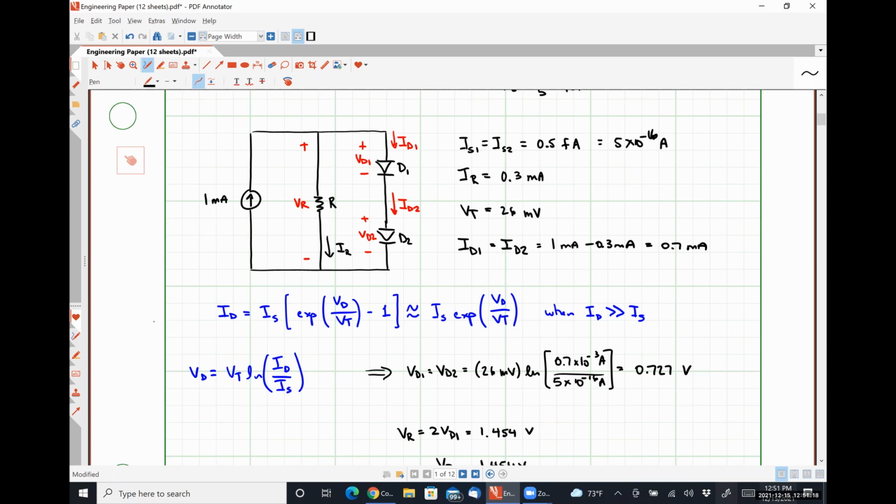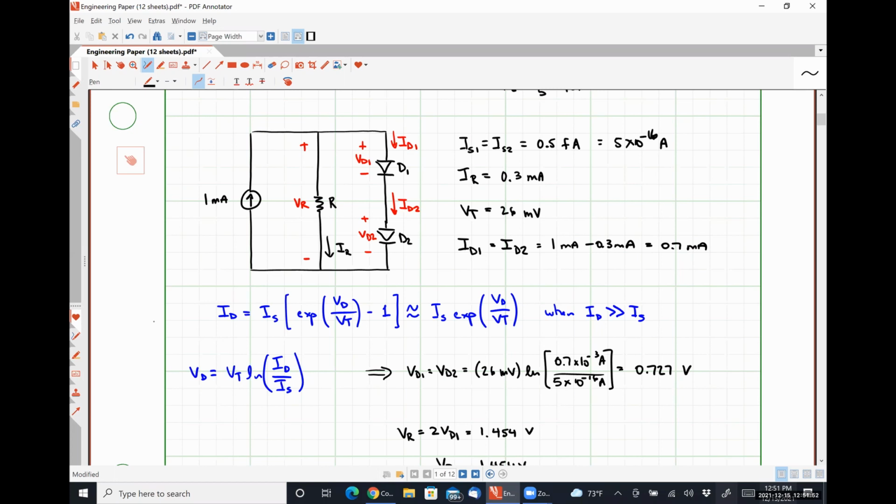Kirchhoff's voltage law around the right-hand loop tells us that our resistor voltage, positive polarity on top, is simply the sum of those diode voltages. The fact that we're using identical diodes lets us just double the diode voltage for one of them. But if we had non-identical diodes, meaning their saturation currents were different, then we would obviously have different voltage drops over each individual diode in that chain. And so the only change would be in our natural law, you change the saturation current.